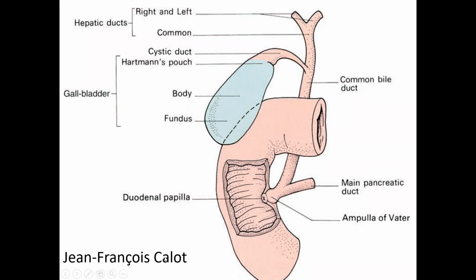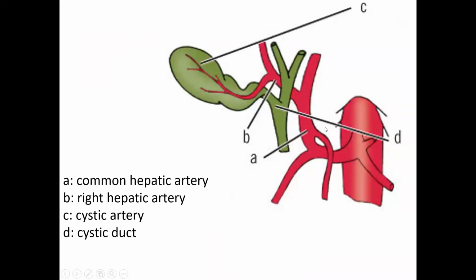Jean-Francois Calot described a triangular region here called Calot's triangle. What are the boundaries of Calot's triangle? Cystic duct, common hepatic duct, and the inferior surface of the liver.